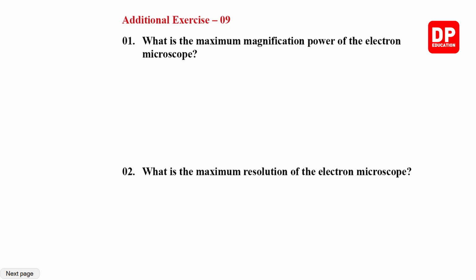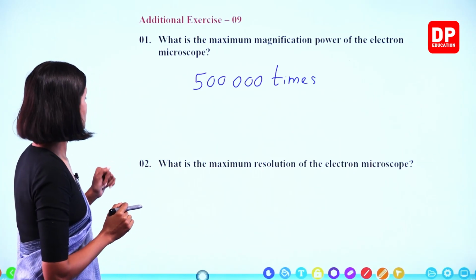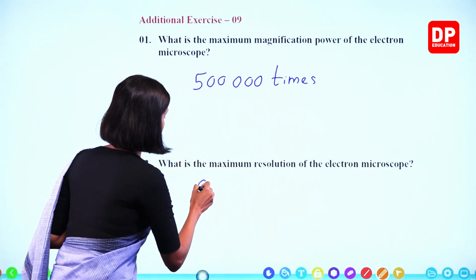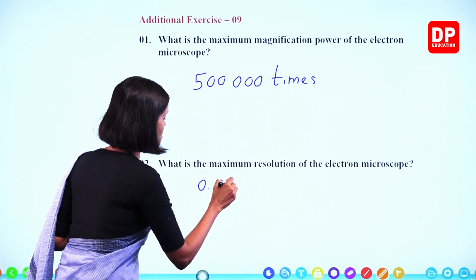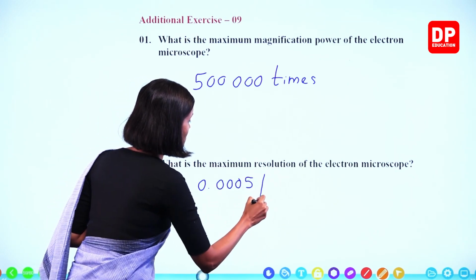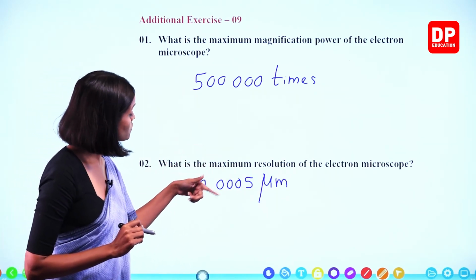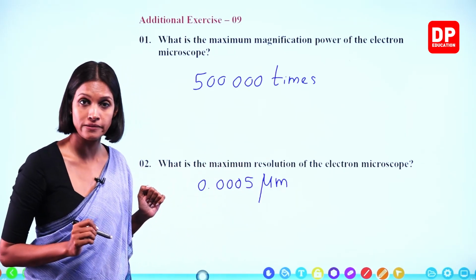Right. Number 9. What is the maximum magnification power of the electron microscope? Do you remember that? That is 500,000 times. Right? Next one. What is the maximum resolution of the electron microscope? Do you remember that? 0.0005 micrometers. This is 200,000 times that of a healthy human eye. Right?